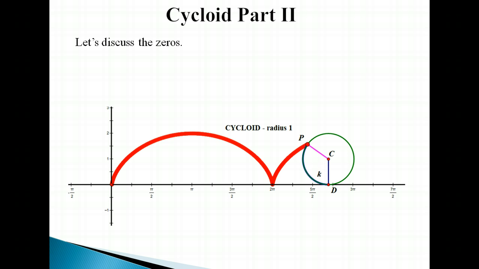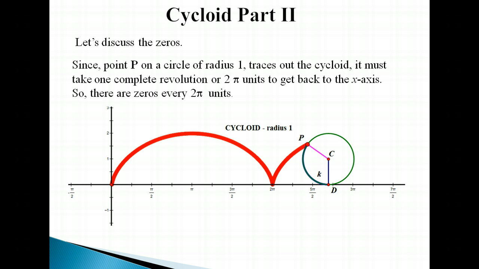Now we discussed the zeros of the graph, and that's where point P is coming back around and completely going around the circle one time. If it goes around the circle twice, it'll come back down and have another 0 on our graph. So we have, in this case, zeros at 0, 2 pi, 4 pi, and so on, which are multiples of the circumference, which is 2 pi in this case.